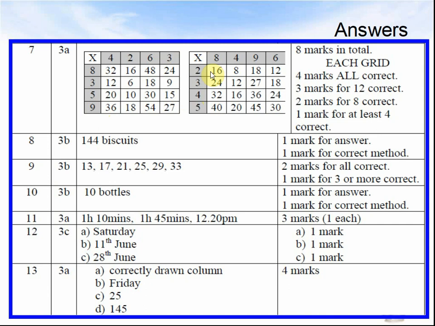2 times 8 is 16. 2 times 4 is 8. 2 times 9 is 18. 2 times 6 is 12. 3 times 8 is 24. 3 times 4 is 12. 3 times 9 is 27. 3 times 6 is 18. 4 times 8 is 32. 4 times 4 is 16. 4 times 9, 36. 4 times 6, 24. 5 times 8 is 40. 5 times 4 is 20. 5 times 9 is 45. 5 times 6 is 30.